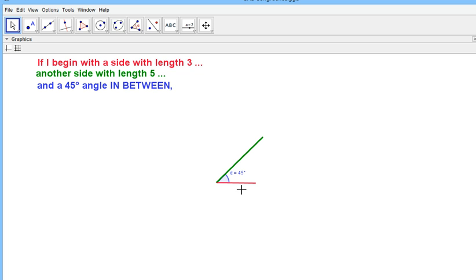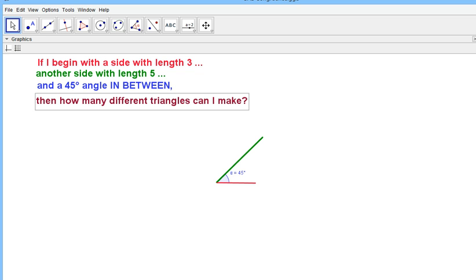So there's my 45 degree angle in between. Now, I've got these of a certain length. Both sides are a certain length. So I just kind of make the rest of it. How many different triangles can I make? So let's see. This is 3.6. Now, the red one, like I said, is 3, and the green one is 5, and I've got a 45-degree angle.